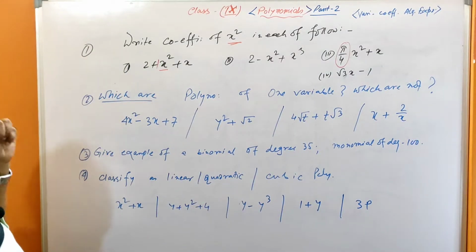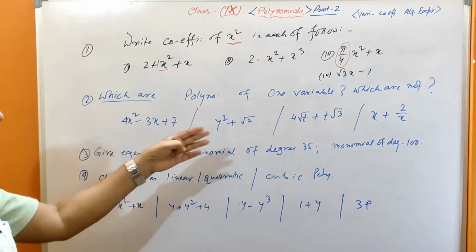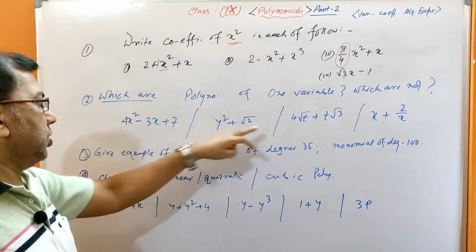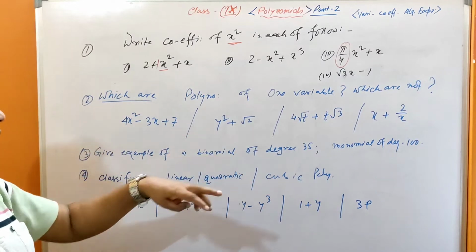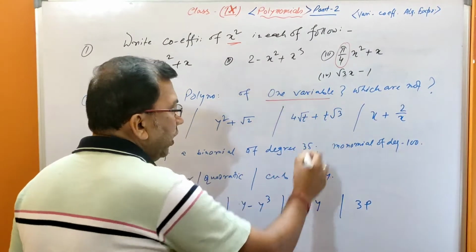Next, which are polynomials of one variable and which are not? Among these, all are polynomials. You have to find out which are the polynomials of one variable.